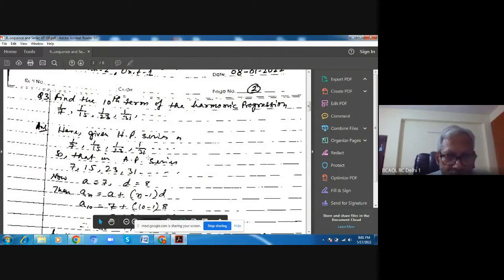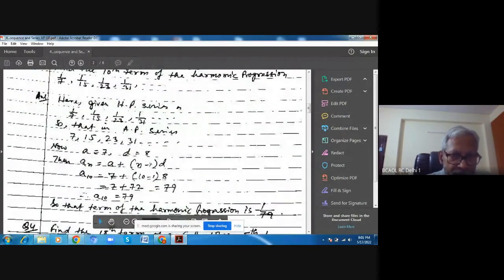initially you have to do it by the AP series. The formula of the AP series is a plus (n minus 1) d, where a is given as 7. You take the bottom one, forget about the 1, just take the denominator, and write 7, 15, 23, 31, and do it as per the AP series formula.